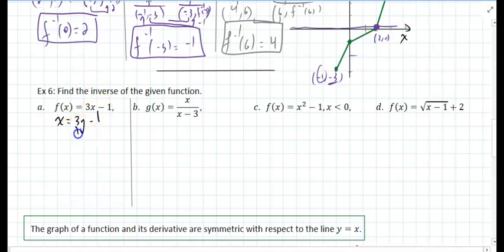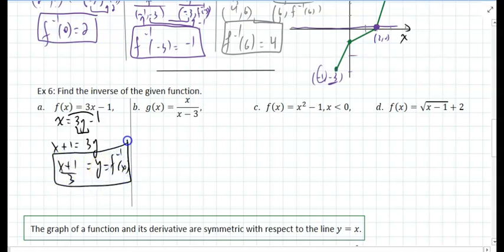So if I want to solve, this is the inverse. How would I solve? I'll add 1 to both sides. And if I divide by 3, that would be the inverse of my original function.